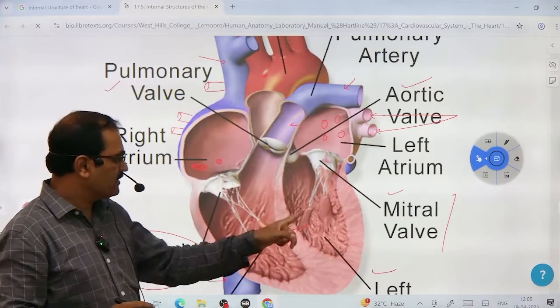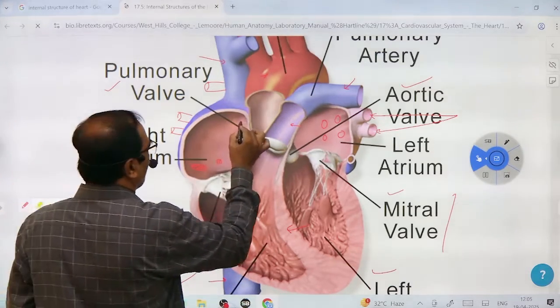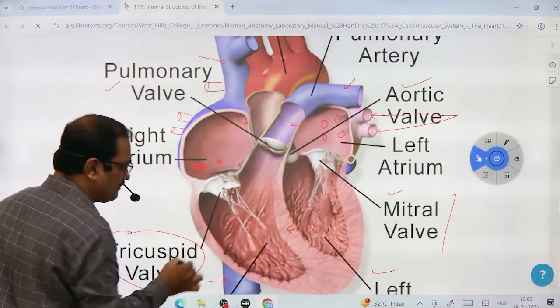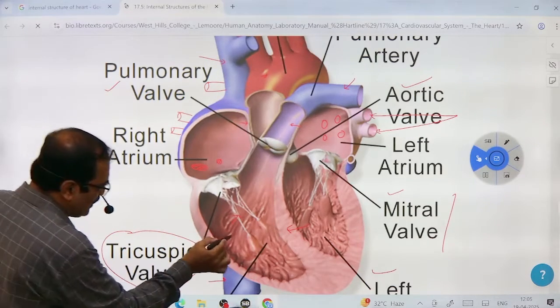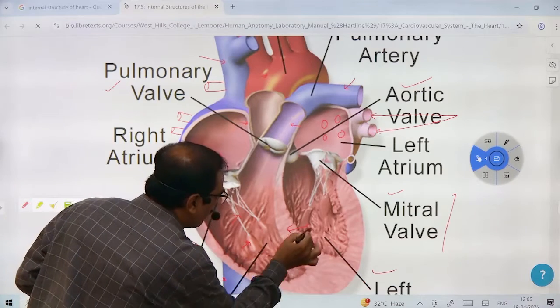So ventricles are separated by partition called interventricular septum. What is the name of this septum? Interatrial septum. Okay. What is the name of these threads? Chordae tendineae. What is the name of these muscles? And this irregular portion is called?